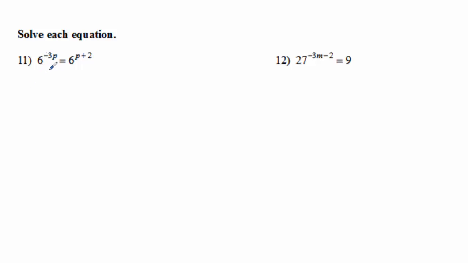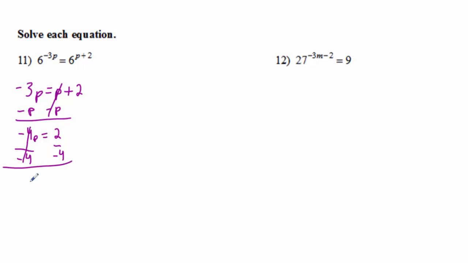Number 11, since they're both 6's, we can just get rid of the 6's and set the exponents equal to each other. Then solve, subtract p from both sides, and get negative 4p plus 2 equals 2. Negative 4p equals 2. Divide both sides by negative 4, and we get a fraction. p equals negative 1/2. Make sure that you can get that as an answer instead of having to write it as negative 0.5, because our multiple choice answers are probably going to be fractions.